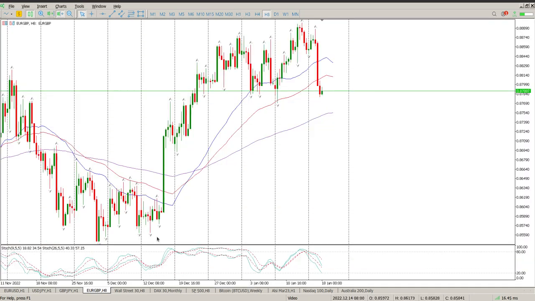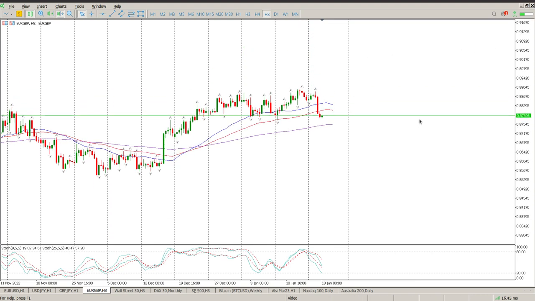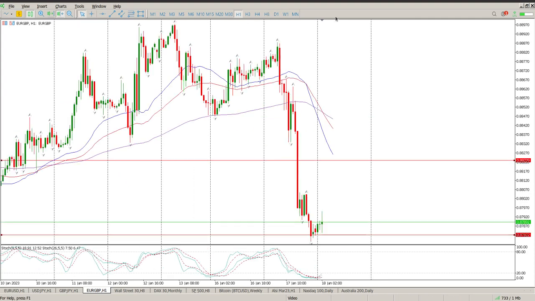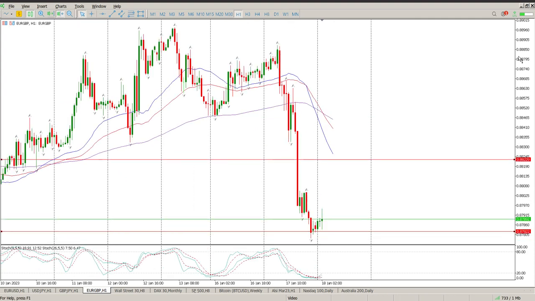Moving on to Euro British Pound, and you can see we did get a rejection here. A bit of a different scenario to what I was expecting. I was expecting us to find support here for a move to the upside or continuation to the upside. That doesn't look like it's materializing. So we are bottom of range. That's one thing you need to bear in mind. So this to me is also sit on your hands and wait.